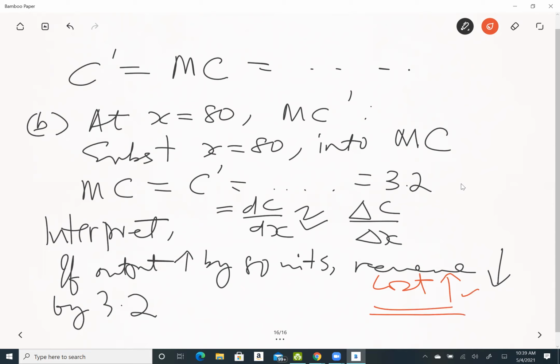It's not the revenue, it's the cost. We are talking about the cost function. So it's marginal cost, and the value is 3.2. So it will be something to do with cost, not revenue. So that is wrong, it should be cost. Now, is there any part of it that is wrong? Anybody else?